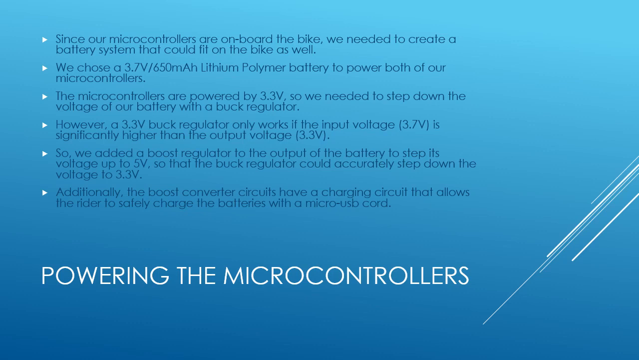But a buck regulator only works if the input voltage is significantly higher than the output voltage. In our case, our buck regulator only turned on around 4.5 volts. So we had to add a boost regulator to the output of the battery to step its voltage up to 5 volts. That way the buck regulator could accurately step down the voltage to 3.3 volts for the microcontroller. Additionally, the boost converter circuits had charging capabilities on board. They had micro USB ports so you could charge the battery without having to take it off the bike or replace the battery itself.